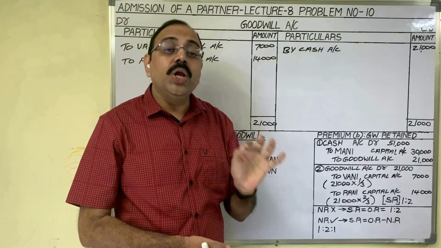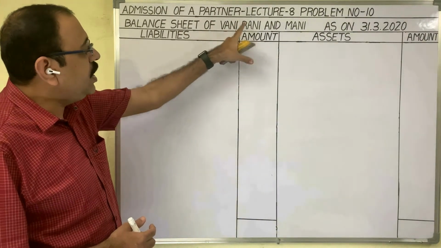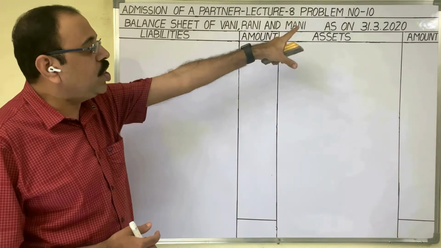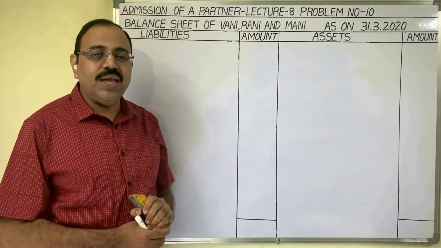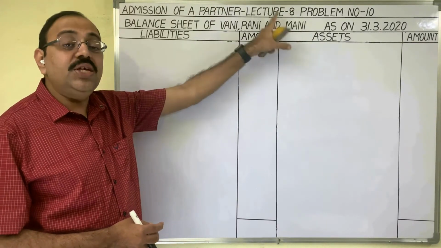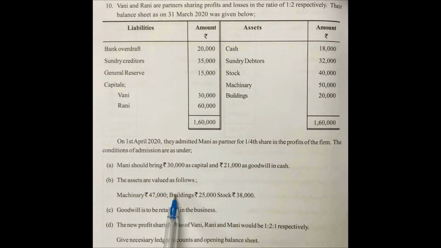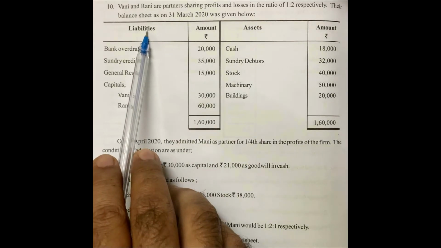Now come to the new balance sheet. The heading is Balance Sheet of Vani, Rani and Money as on 31st March 2020. As a new partner's name is also included, this is a new balance sheet. Based on the old balance sheet and additional information, we have to prepare the new balance sheet. First we will see the liability side.